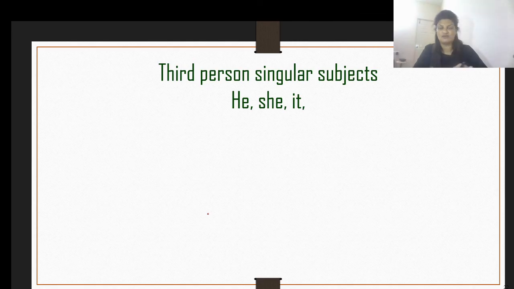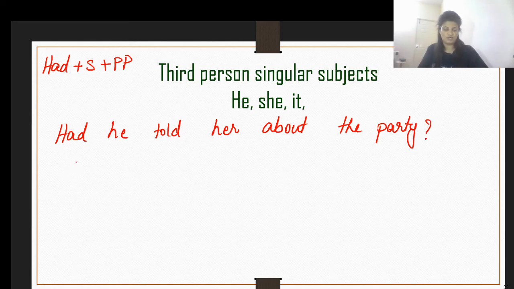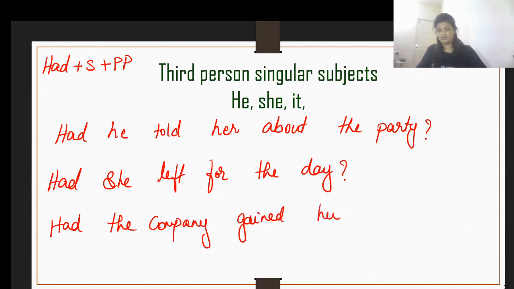With he, she, and it, there is no change. The sentence structure still remains the same, that is had, subject, and the past participle. So how do you frame the question here? Had he told her about the party? Question mark, because this is a question. Next one is, had she left for the day? For the day. Question mark. Next is, had the company, or it, had the company gained huge profits?